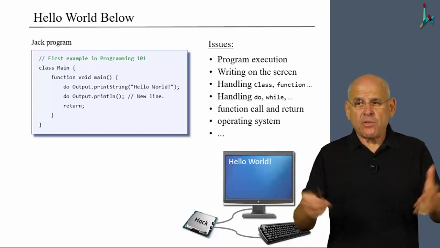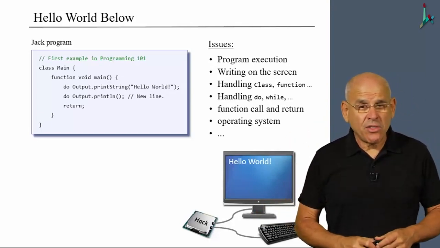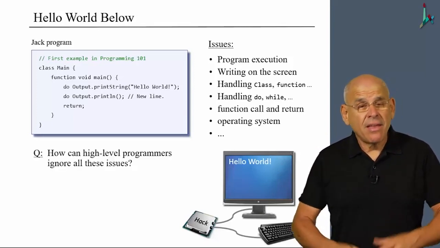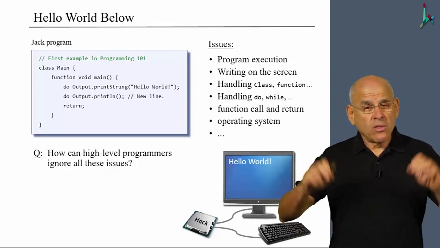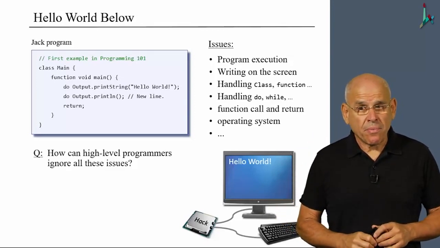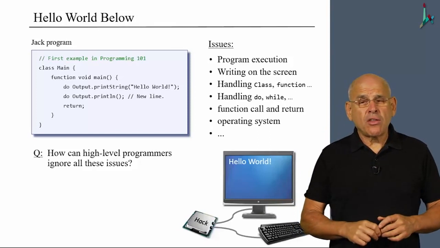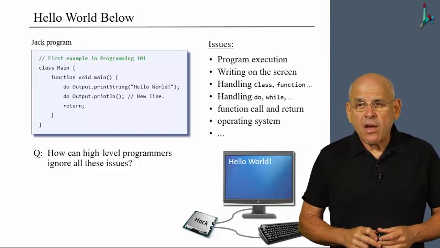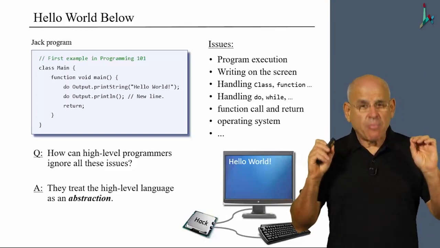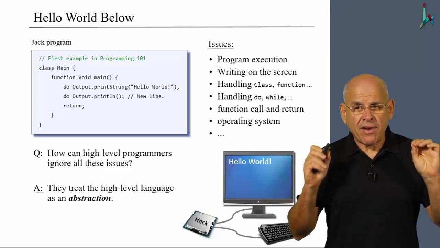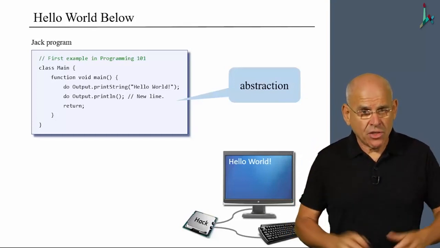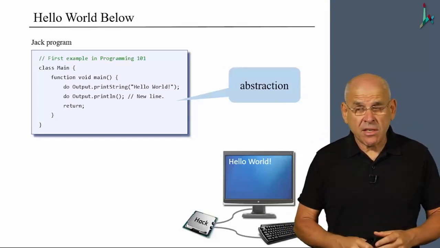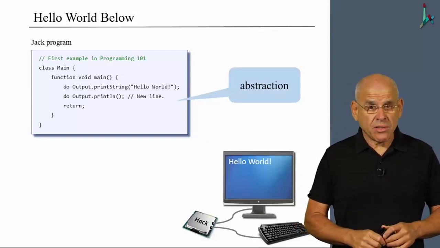All these issues and hundreds of similar other questions are extremely interesting and important, and yet high-level programmers don't stop for a minute to think about them. Why are they allowed to act in such a state of bliss of ignorance? Well, the answer is that high-level programmers think about their high-level language as an abstraction. And the programs that they write, as far as they are concerned, are also abstractions.